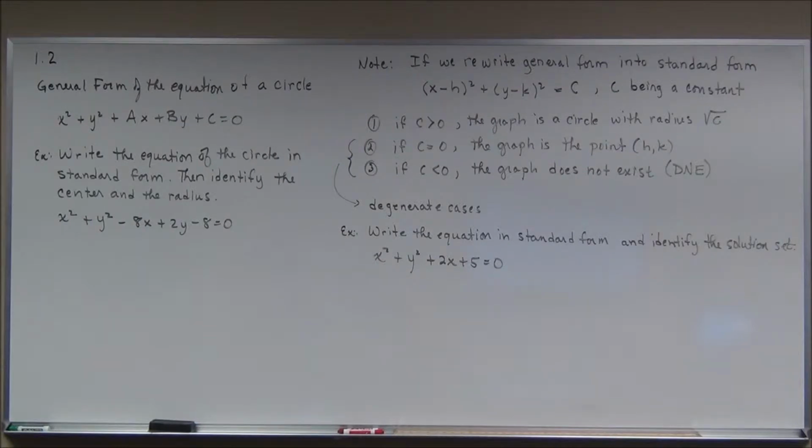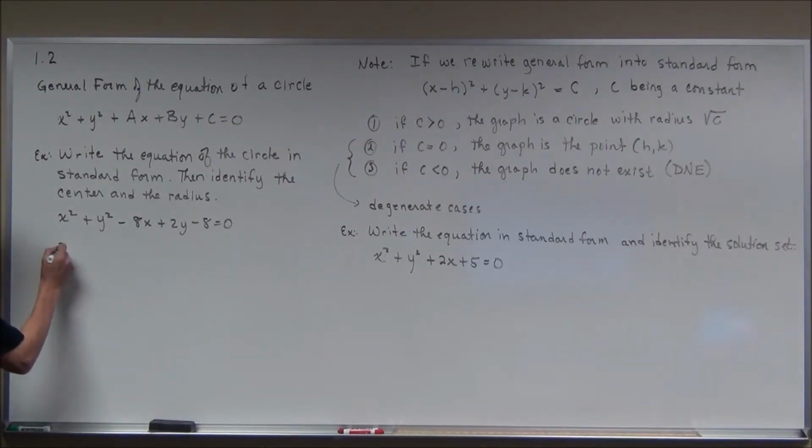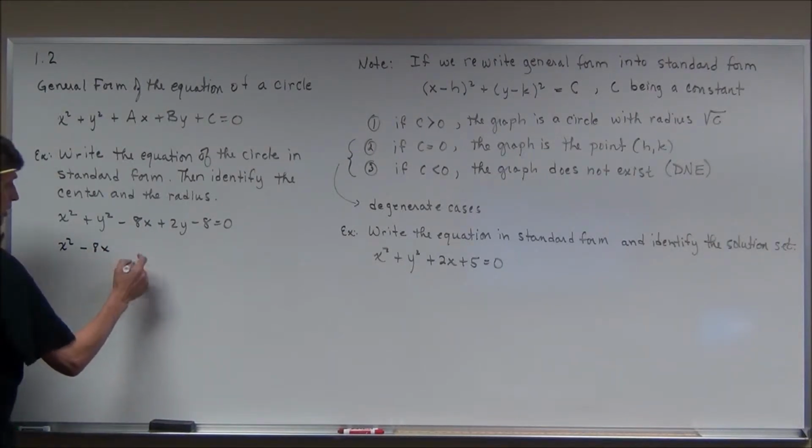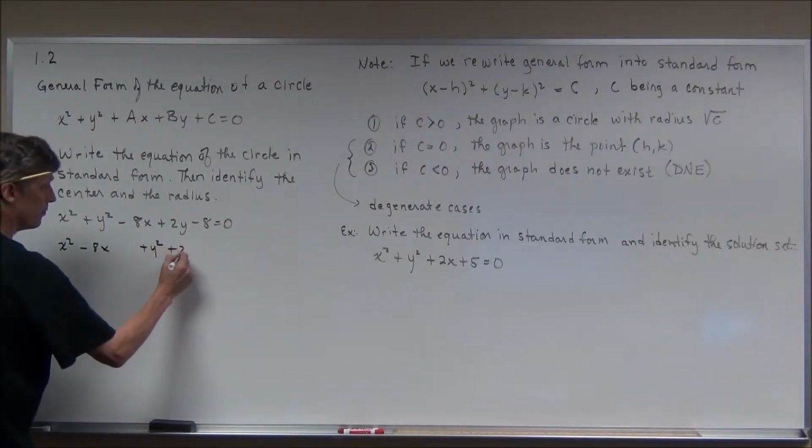Well, to do this, I'm going to have to use completing the square, and I'm going to have to use it for the x's, and in this problem also for the y's. So I'm going to bring the minus 8x next here to the x squared. I'm going to leave a little space here, plus y squared, and then plus 2y.